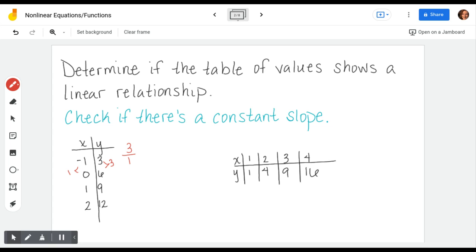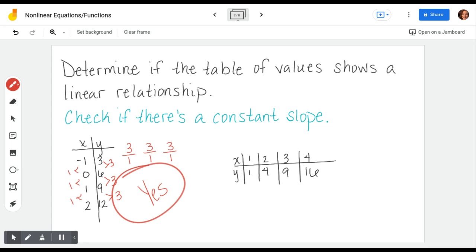The next one, 6 to 9 is 3. 0 to 1 is 1. So there's another 3 over 1. Finally, 9 to 12 is 3. 1 to 2 is 1. So there's another 3 over 1. If I would have gotten like 6 over 2 or 9 over 3, it would still be fine because they would all reduce to the same. So you find your slope. Make sure they all reduce to the same value. And if so, yes, it's going to be linear.